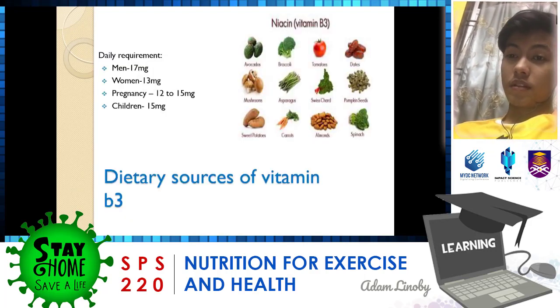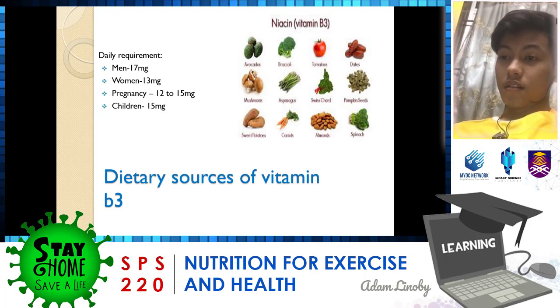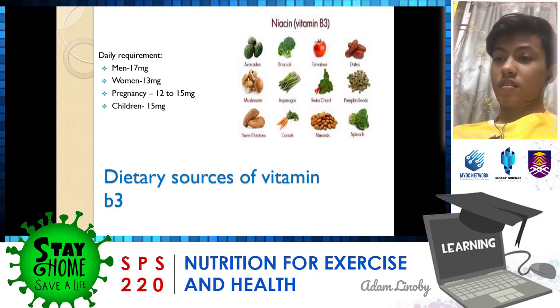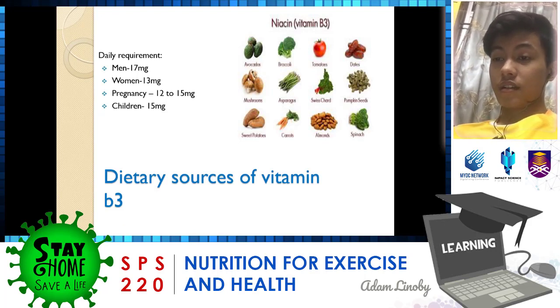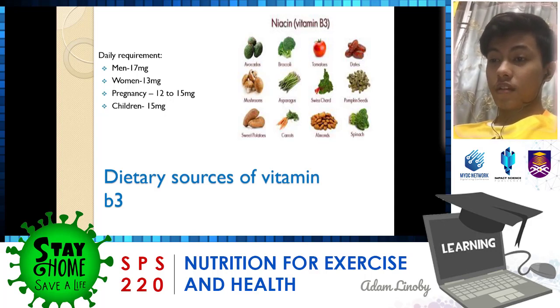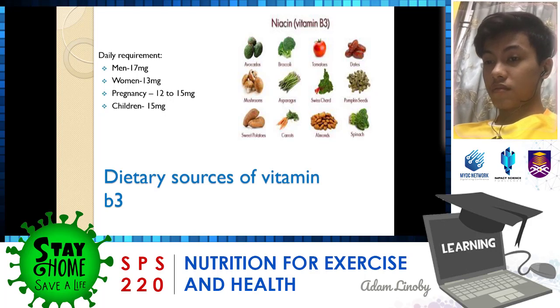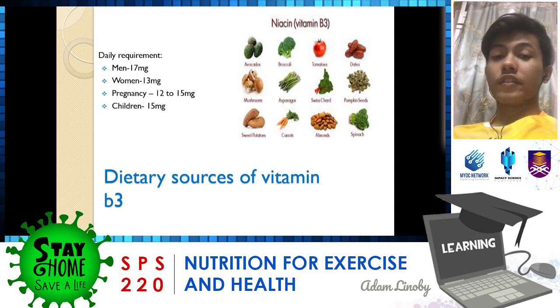Okay, the source of vitamin B3 is the vegetable. In the green vegetable is avocado, broccoli, asparagus, sweet potato, spinach and almond. It is more to vegetable, vitamin B3.